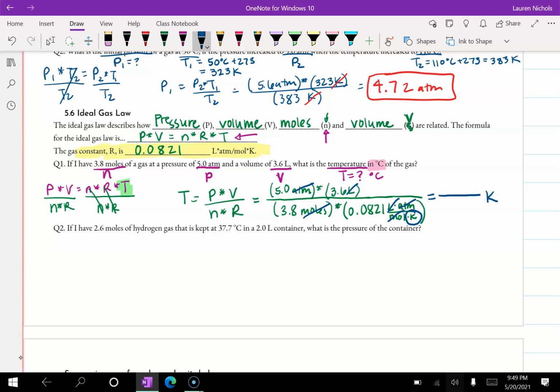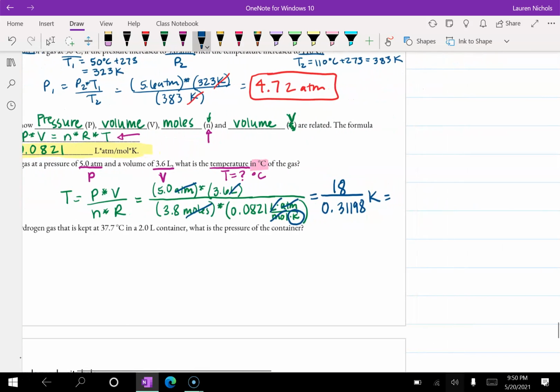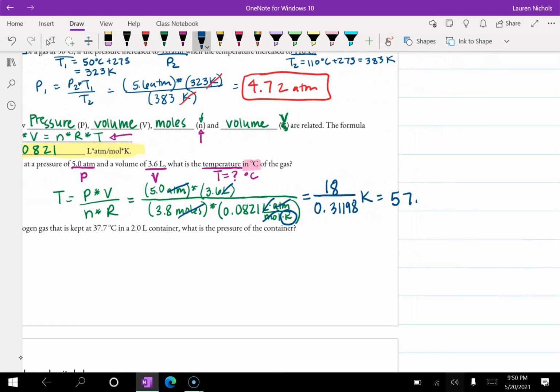So 5.0 times 3.6 gives us 18 for our numerator, and 3.8 times 0.0821 gives us 0.31198, and I'm trying to write it all down because I want to be as specific as possible. So 18 divided by 0.31198 gives us 57.7 Kelvin.